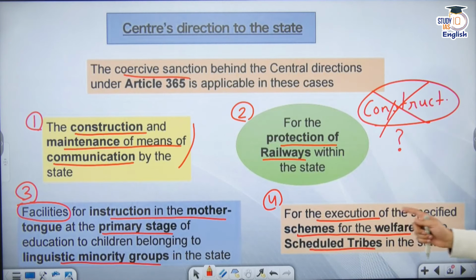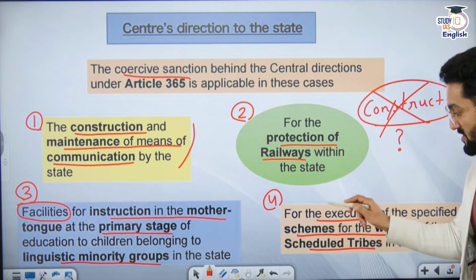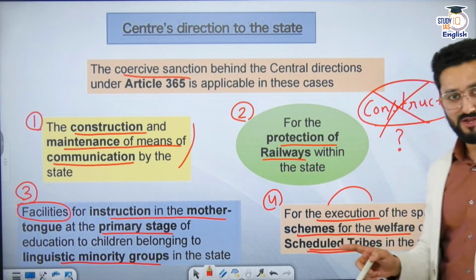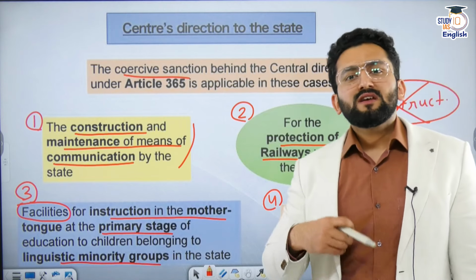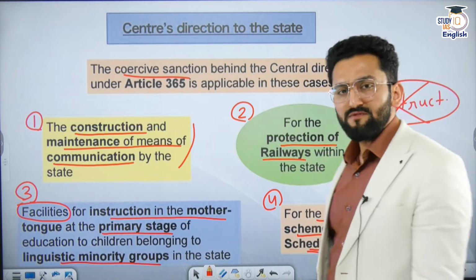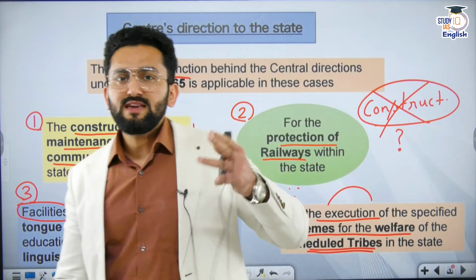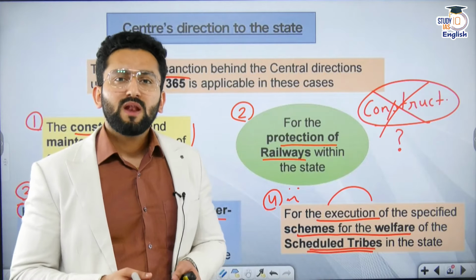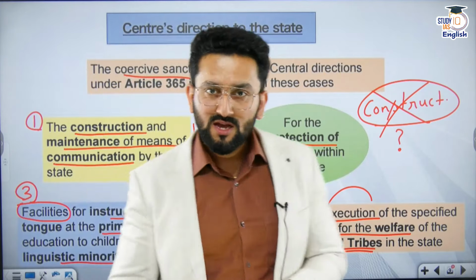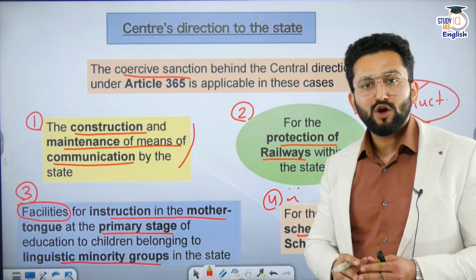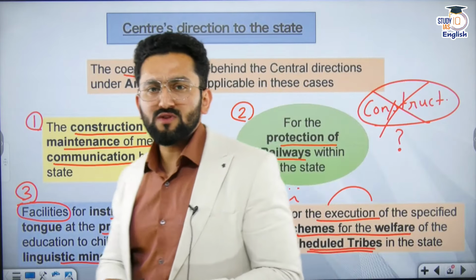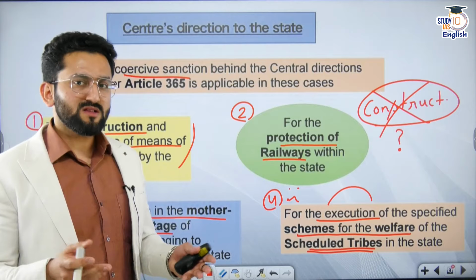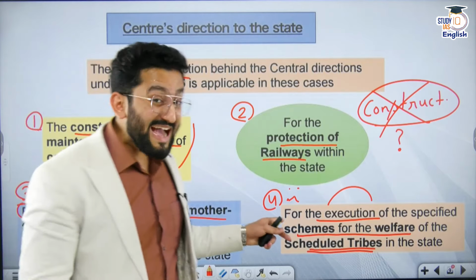Now fourth, for execution of specified schemes. Please remember the word is execution, not formation. Execution of schemes for the welfare of scheduled tribes. So if the center gives a direction to the state government that you have to make a scheme for scheduled tribes welfare, and the state doesn't comply, do you think that can be considered as a base for coercive sanction under Article 365? No. Because the state government will say, why are you not making the scheme? You have a dedicated Ministry for Tribal Affairs. You can make the scheme. Why are you not? So here the word is execution.